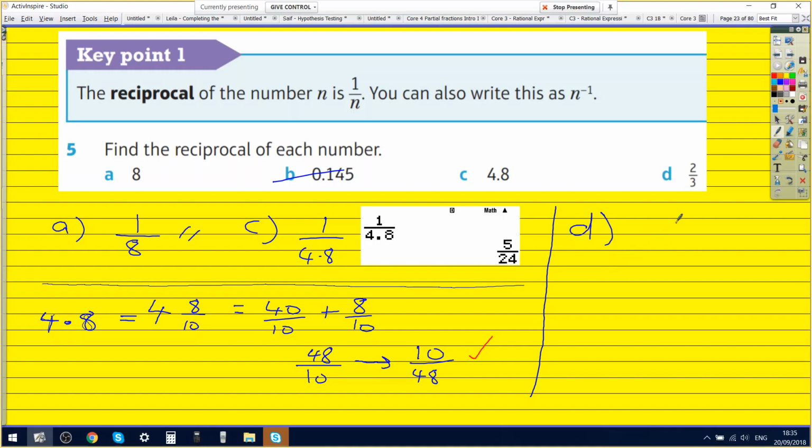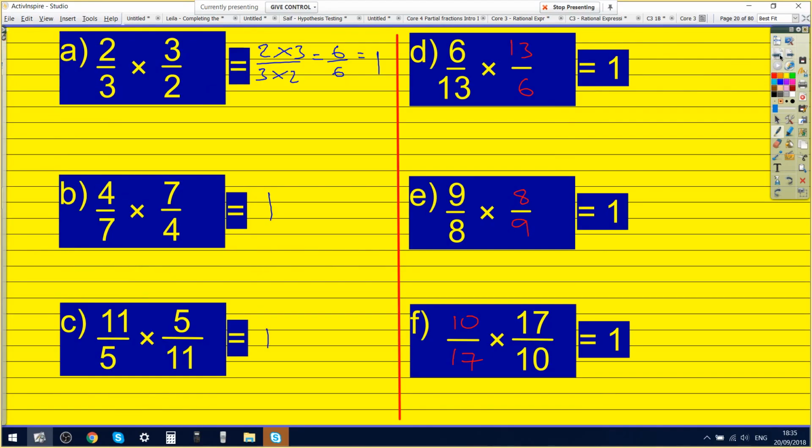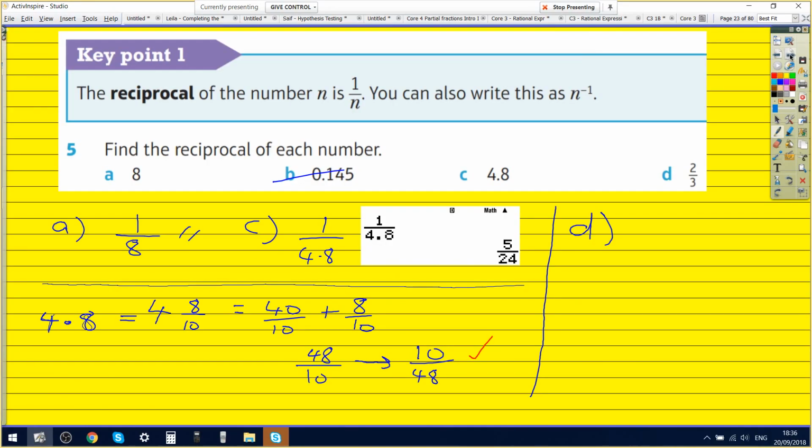Would it be 3? So it'll involve a 3. How do you find the reciprocal of a fraction? How did we get the reciprocal of 48 over 10? Oh. So I'm really tired today. It's alright, you just flip the fraction. So the reciprocal of 2 over 3? 3 over 2. Yeah, and if you multiply those two, you would get 1. So that's how we know it's correct.